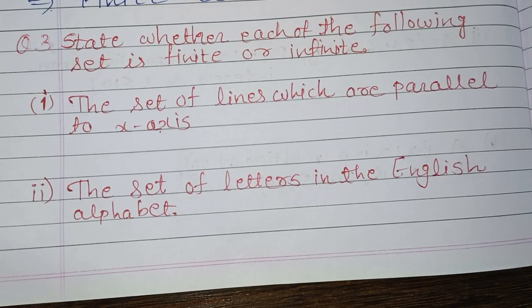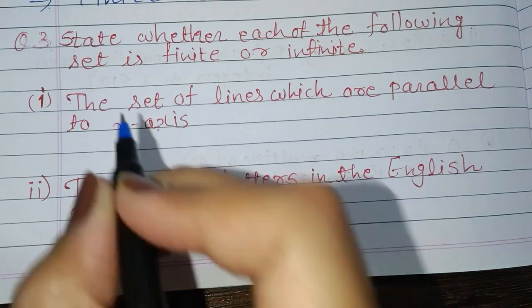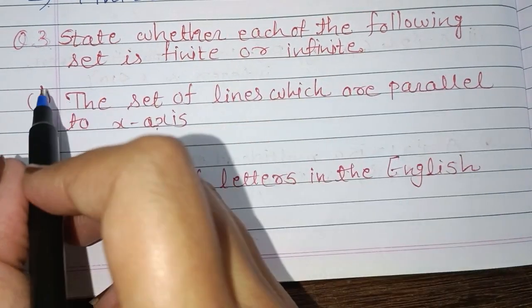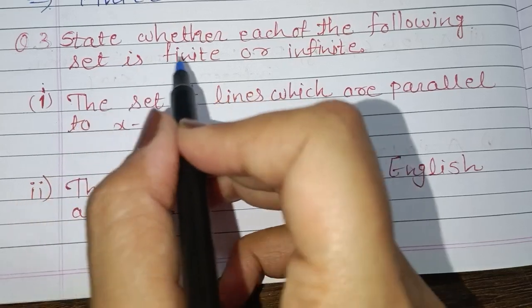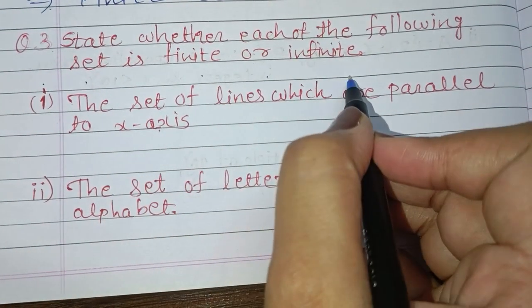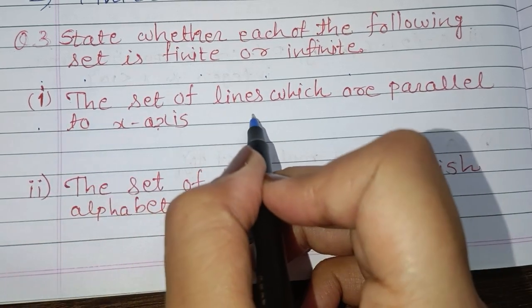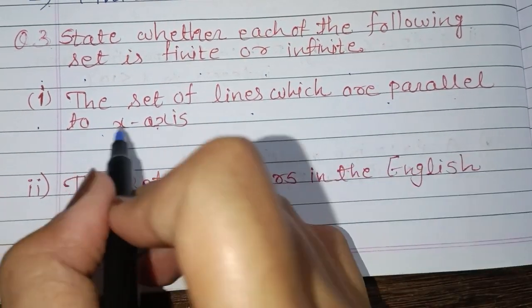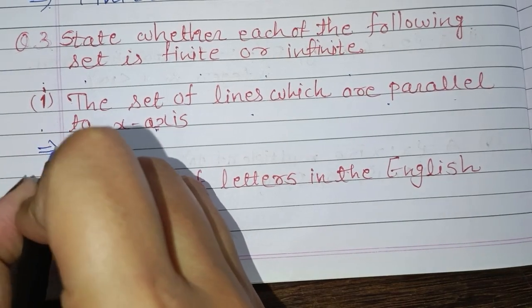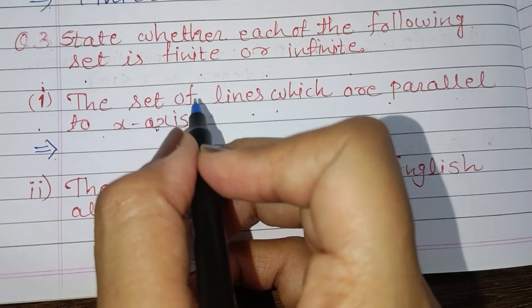Hello students, today is exercise 1.2, chapter number 1, Sets, Class 11 Science, and question number 3: state whether each of the following sets is finite or infinite. First question is the set of lines which are parallel to the x-axis. Here we have to find whether this set of lines is infinite or finite.